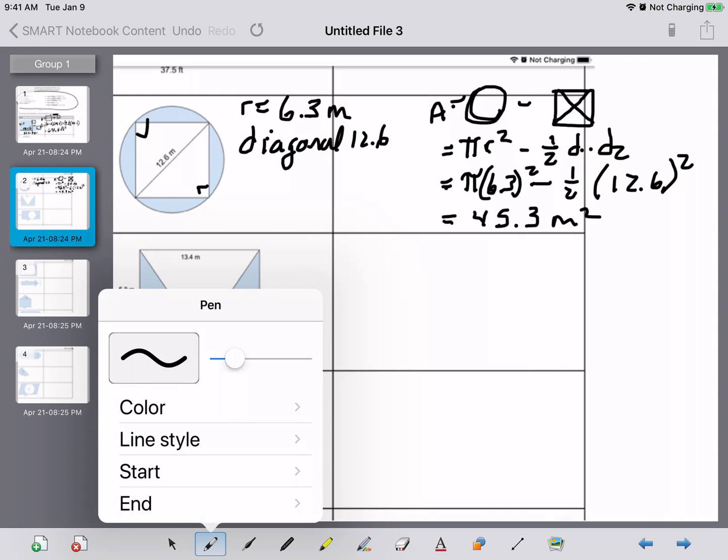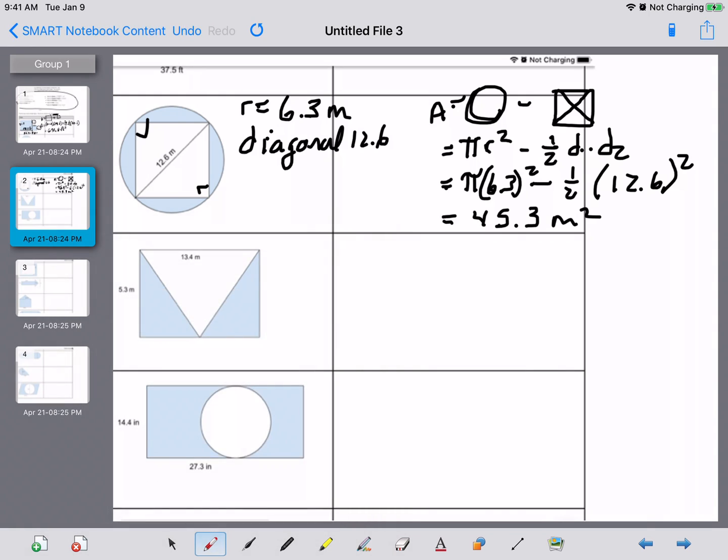I'm going to change colors for our next one. Now, this is a really cool idea of a triangle. I've got a base of a triangle at 13.4. I've got a rectangle that has a 5.3 height, but that 13.4 is also its base. And I'm trying to find the blue region. So my area is going to be my rectangle minus my triangle.